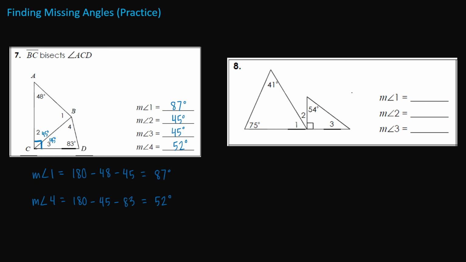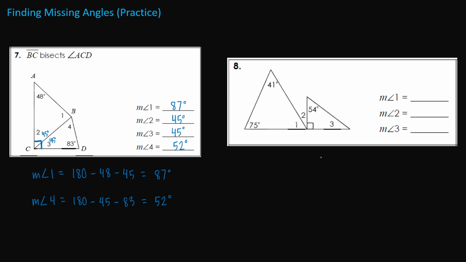Let's switch up our colors here. In problem 8, I'm given a much different diagram, a lot different angles, and I'm asked to find the measures of angles 1, 2, and 3. So I'm seeing two triangles. I see a larger triangle with two given angles, a 75-degree angle and a 41-degree angle, and I don't know the measure of angle 1. And then I see a smaller right triangle. You have a 90-degree angle, a 54-degree angle, and then we are not given the measure of angle 3.